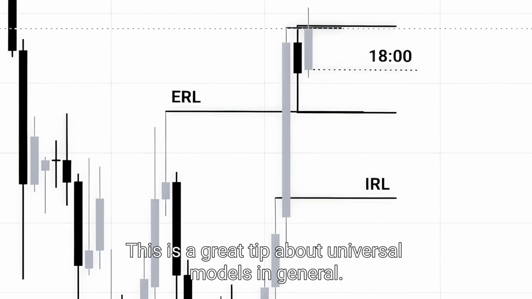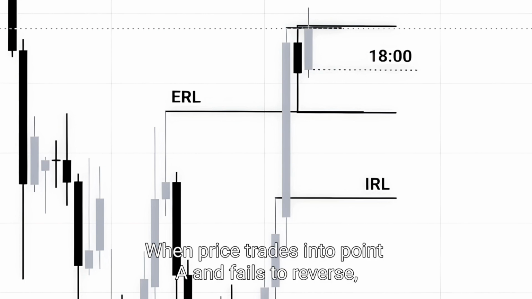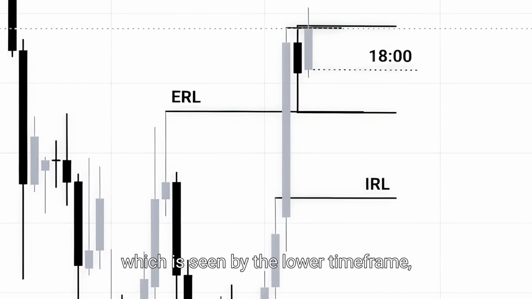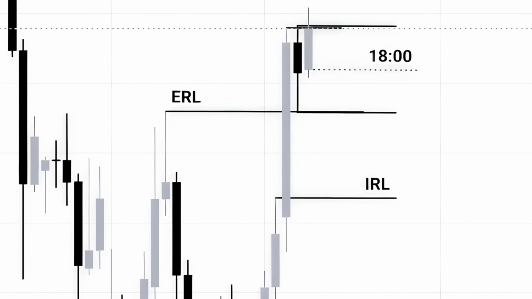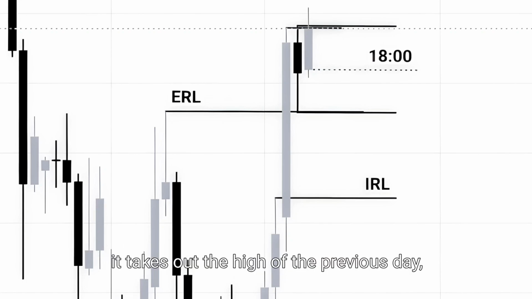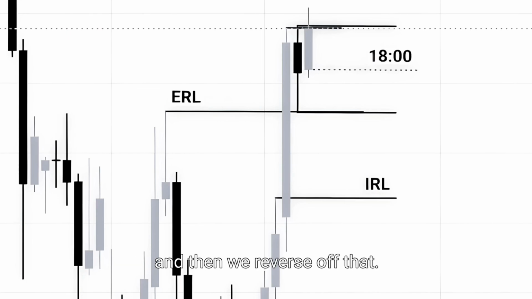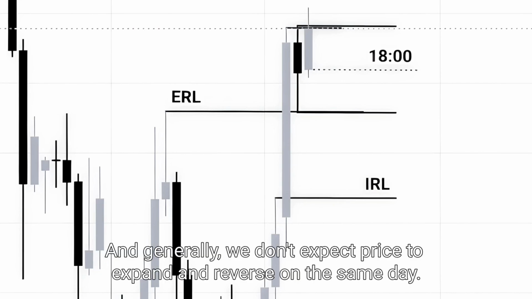Now this is a great tip about universal models in general, right? When price trades into point A and fails to reverse, which is seen by the lower time frame, then we anticipate price to reverse off the high of the candle that took out the point A. Now in this example, you can see that the next day opens up, it takes out the high of the previous day, and then we reverse off that, okay? Why is this? Because the previous day expanded a lot and the wick size is large to the upside. And generally we don't expect price to expand and reverse on the same day.